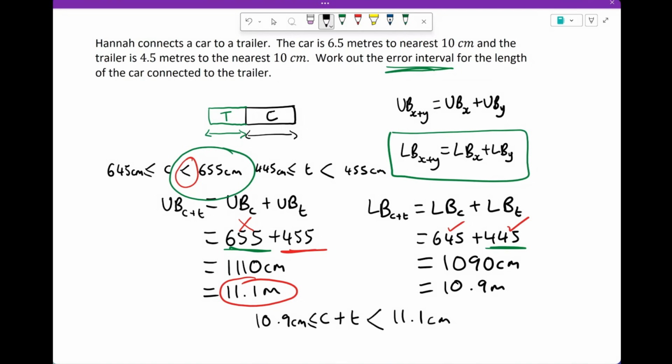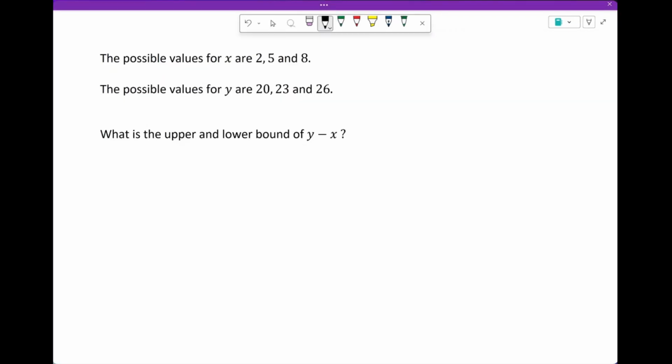So in this case, our inequalities have come out as the same as our error intervals for our individual numbers, but you'll see when we move on to other operations that this won't always happen. Now let's have a look at subtraction, where we're going to get that issue. So now we're going to consider bounds for subtraction calculations.